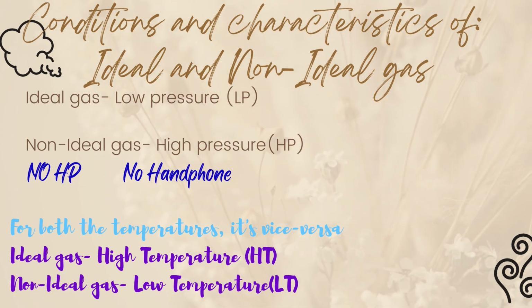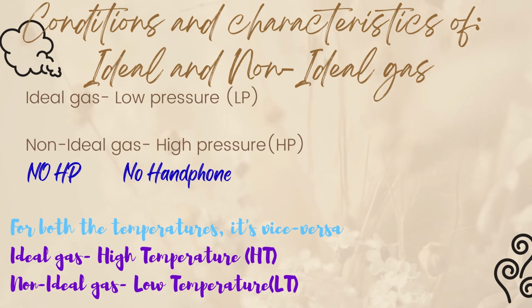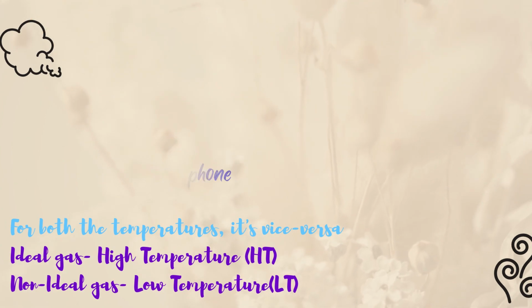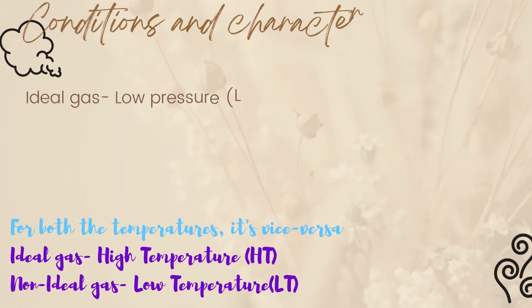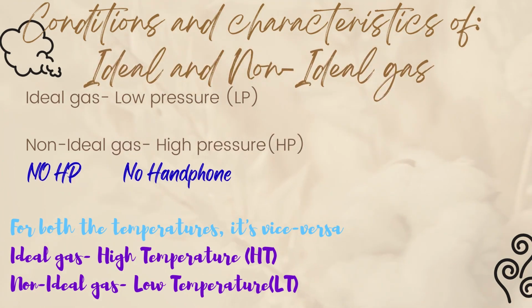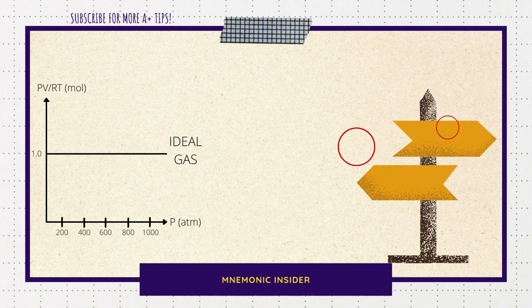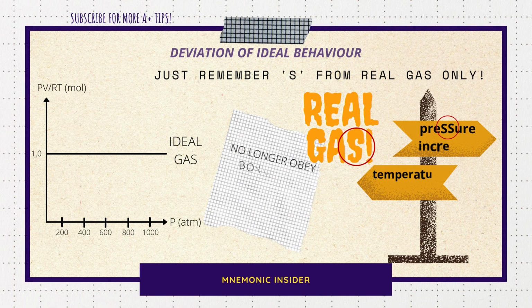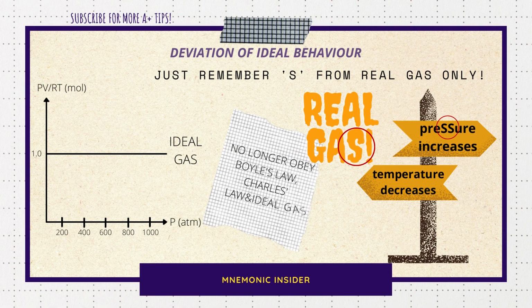Non-ideal gas, high pressure. For both the temperatures, it's vice versa. For ideal gas, if low pressure, high temperature. If non-ideal gas, high pressure, low temperature. Division of ideal behavior. So we just remember S from real gas only.